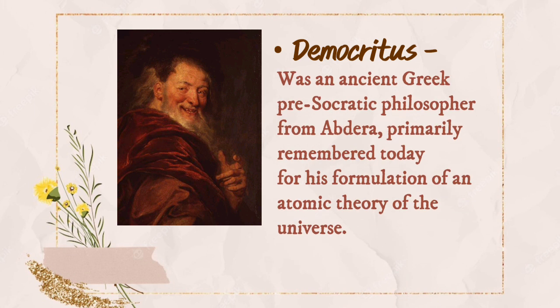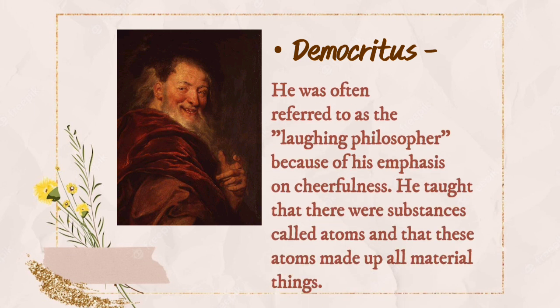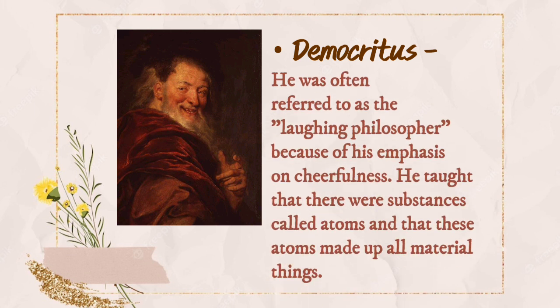Democritus was an ancient Greek pre-Socratic philosopher from Abdera, primarily remembered today for his formulation of an atomic theory of the universe. He was often referred to as the laughing philosopher because of his emphasis on cheerfulness. He thought that there were substances called atoms and that these atoms made up all material things.